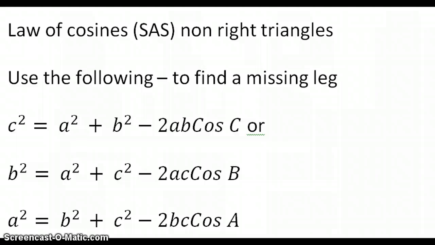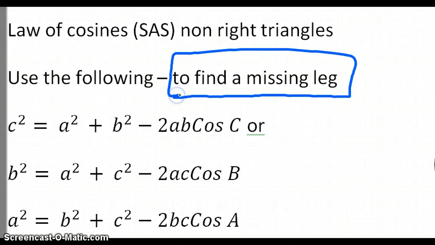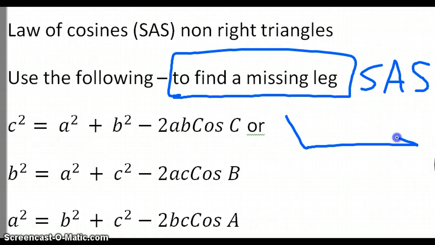There's three of them, really only one, but there's three given depending on what sides you're given. So you will use these three formulas if you're trying to find a missing leg. This is if you're given a side, an angle, and a side. It would look something like this. We're given A, we're given B, we're given this angle C, and we want to find side C.